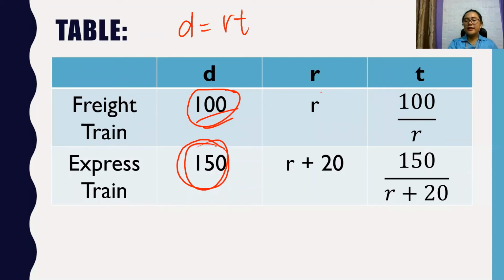And, of course, nandoon na kanina, na-let na natin na for the rates, ito yung R kay freight train. Unknown kasi si rate, that's why we let the unknown, R. Okay? But, si express train, mas mabilis ng 20 km/h kaysa kay freight train. So, may additional tayo plus 20 for the rate.